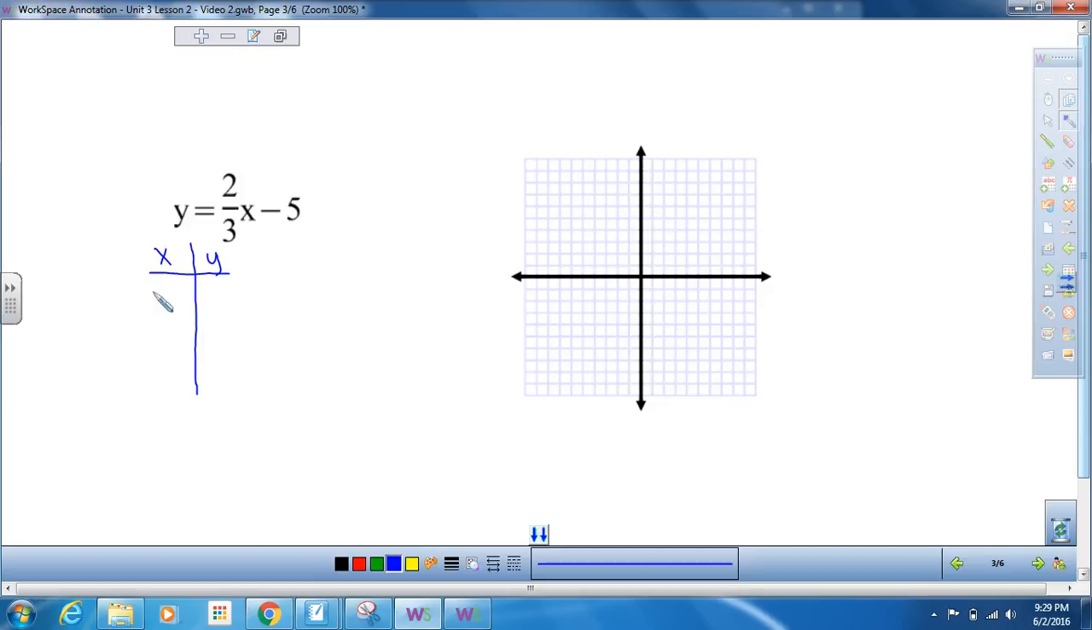So I'm going to do -6, -3, 0 is still okay, 3, and 6. Alright, so I'm going to do 2/3 times negative 6 minus 5. So type that in your calculator. You should get negative 9.